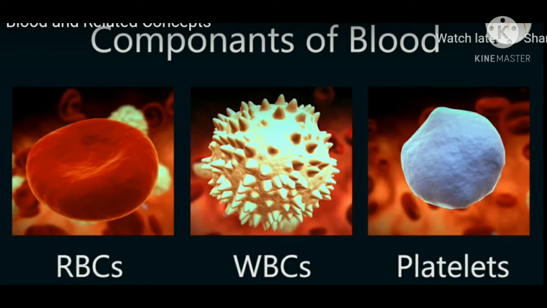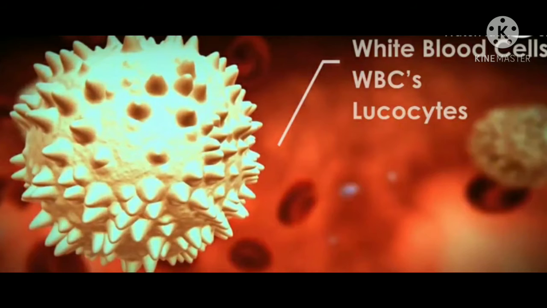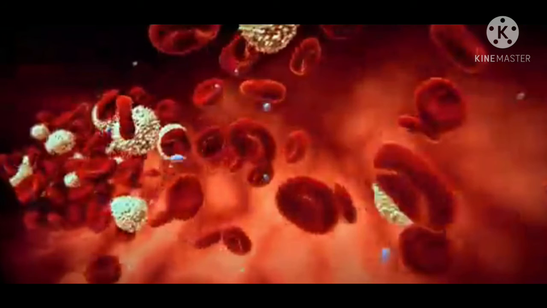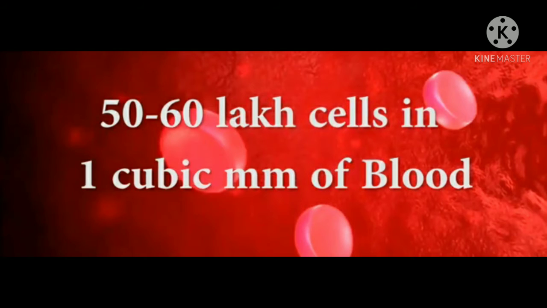Three major types of blood cells, namely red blood cells, RBCs or erythrocytes, white blood cells, WBCs or leukocytes, and blood platelets or thrombocytes. Red blood cells or erythrocytes. These are rounded or circular cells without nucleus. Our blood is dark red in color because of RBCs. RBCs are present in large number in blood, that is 50 to 60 lakh cells in 1 cubic millimeter of blood. RBCs are produced in red bone marrow and live for about 100 to 120 days.